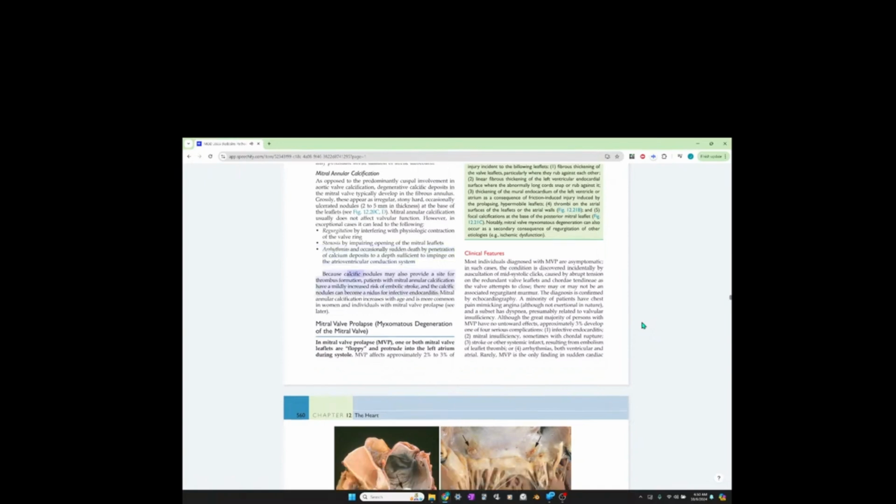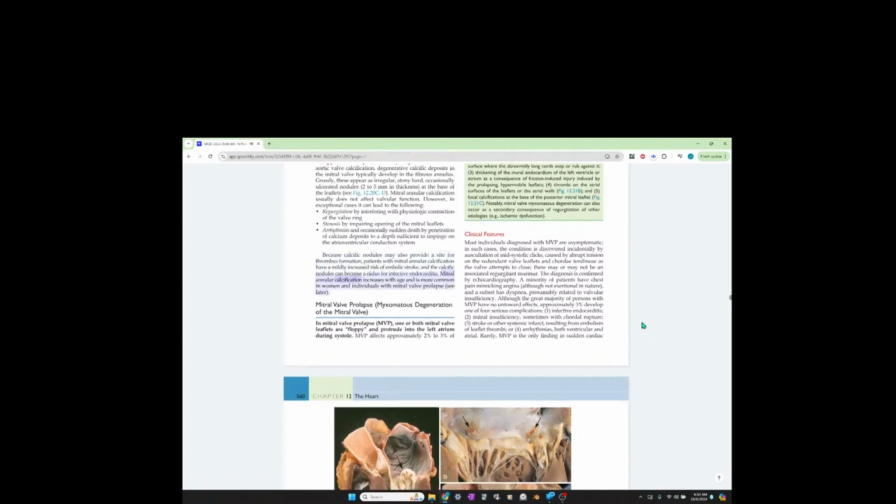Because calcific nodules may also provide a site for thrombus formation, patients with mitral annular calcification have a mildly increased risk of embolic stroke, and the calcific nodules can become a nidus for infective endocarditis. Mitral annular calcification increases with age and is more common in women and individuals with mitral valve prolapse.